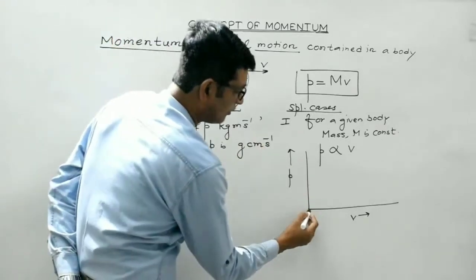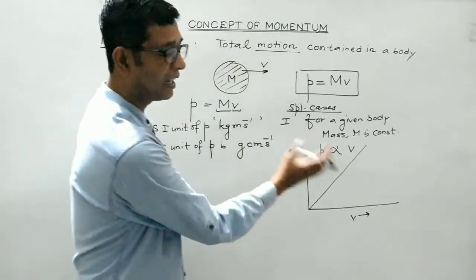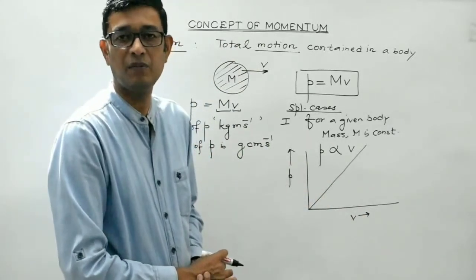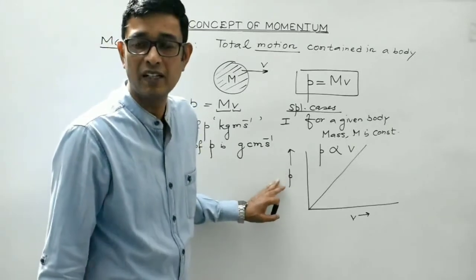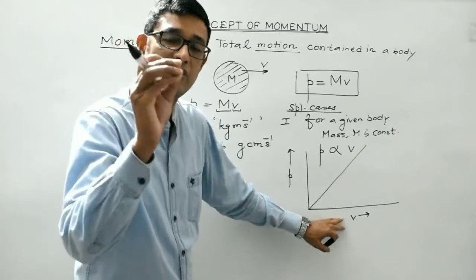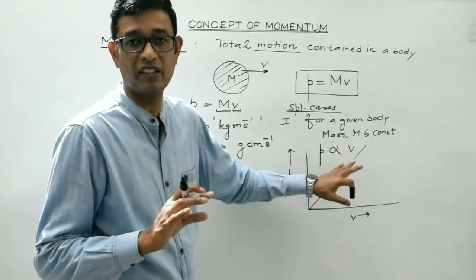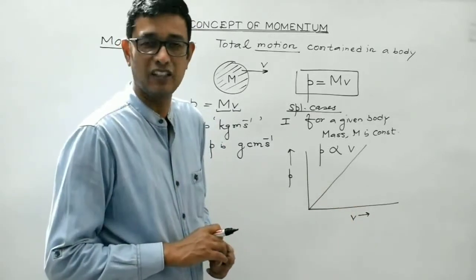So, therefore, the graph obtained will be like this. It will be a straight line inclined towards the horizontal, right? Passing through the origin. So this graph shows the variation of momentum with the velocity of a body for a given mass. Here mass is constant. So P is directly proportional to V. Is it clear, students?